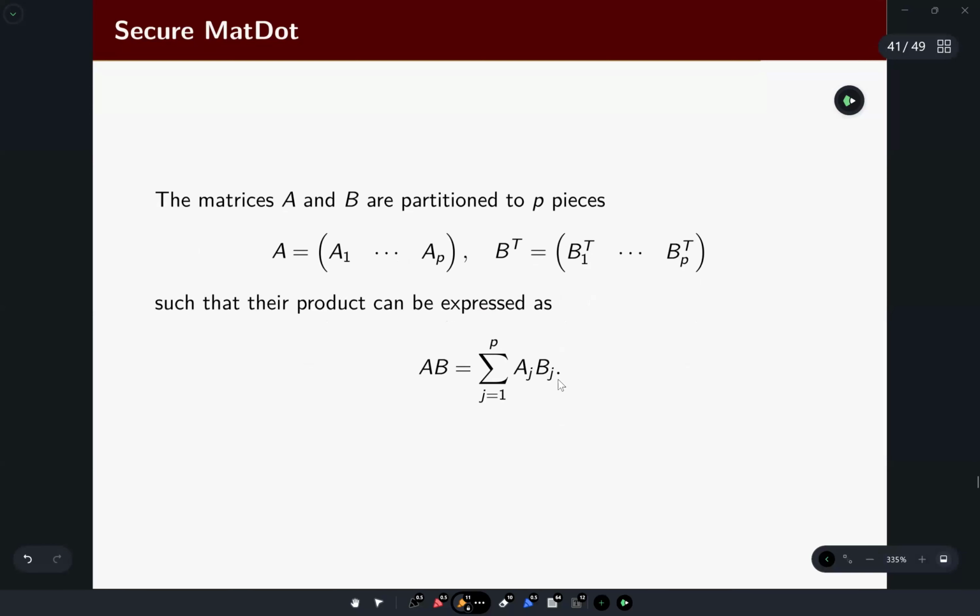Now, this is just an explanation of how it works. Basically, we have two matrices. We partition the matrices in a way that the product is just the sum of the pairwise products, A1 B1 plus ... AP BP. So that's the reason why we want something which is connected to the orthogonal, to the scalar product.